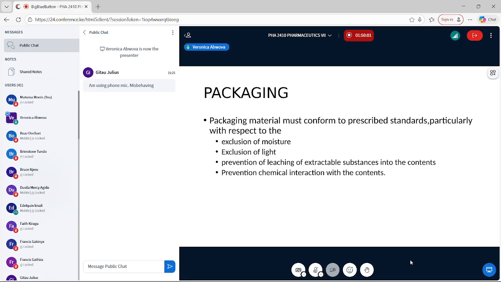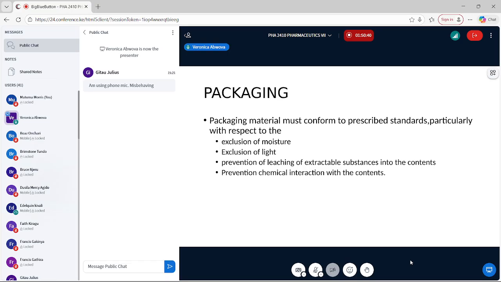Packaging material must conform to prescribed standards, particularly with respect to the exclusion of moisture. You do not want a package that will allow moisture to come into your product, exclusion of light, prevention of leaching of extractable substances into the contents, and prevention of chemical interaction with the contents. So this is what we are saying. When you pick a package, it should not allow entry of moisture. The moisture may lead to spoiling of your product. Again, if your product is sensitive to light, the package should exclude light, okay?